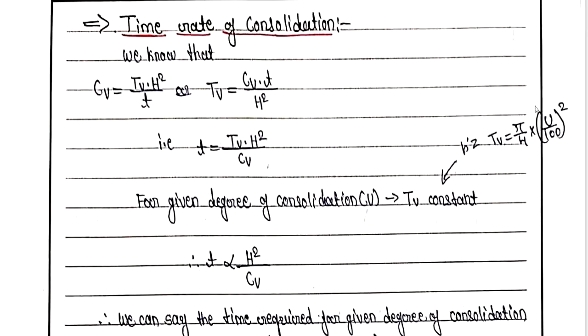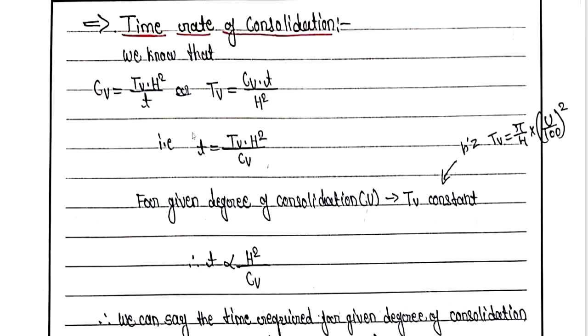So for a particular degree of consolidation, for example, I can take it as 100%, or I can take it as 80%. So for 80%, let us consider an example of 80%. For 80% of consolidation, Tv will remain same. It is not going to change. So it will remain same.